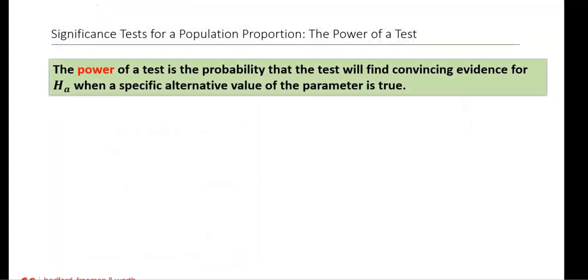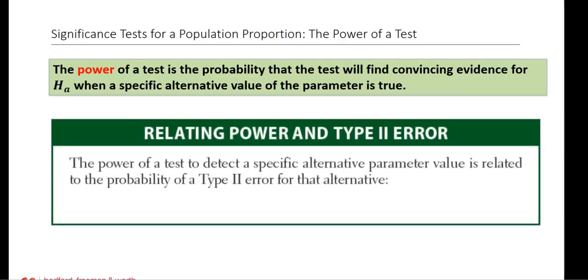So the power of a test is the probability, and this lesson is mostly conceptual, not a whole lot of calculator use. It's about the power mostly. So the power of a test is the probability the test will find convincing evidence for the alternative when a specific alternative parameter value is true. It's important to write down that definition because that's how we interpret the power. We use that wording sometimes.